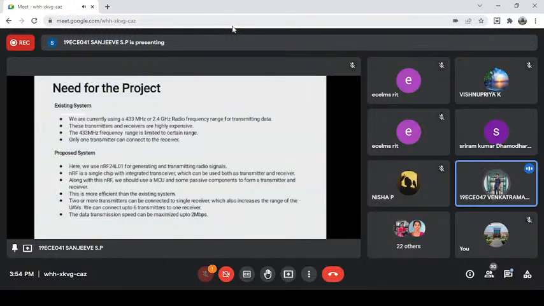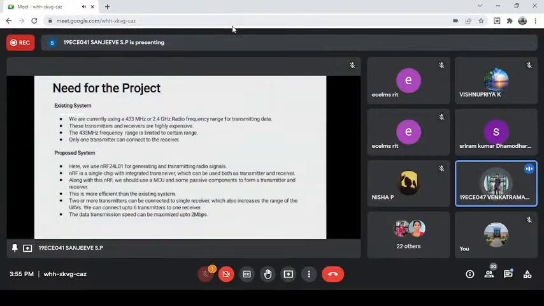So what is the proposed system? We use NRF24L01 for generating and transmitting radio signals. NRF is a single chip integrated transceiver, which can be used both as a transmitter and receiver, which is cost effective. Along with this NRF, we are using an MCU and some passive components to make the RF radio signals useful and to make connections with the flight controllers. In this proposed system, we can use 2 or more transmitters, which also increases the range of the UAVs and can reduce some disasters.